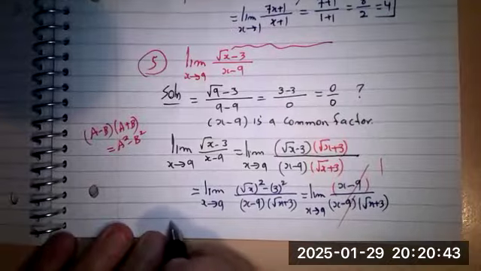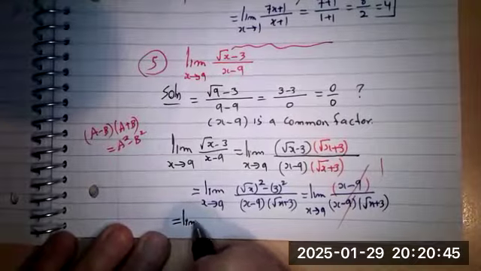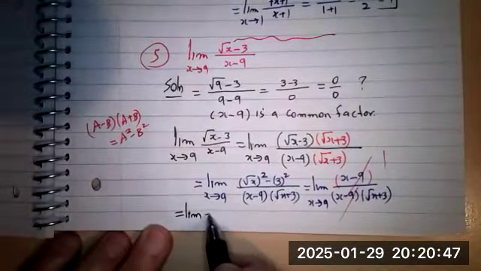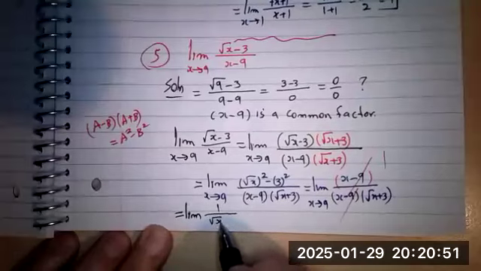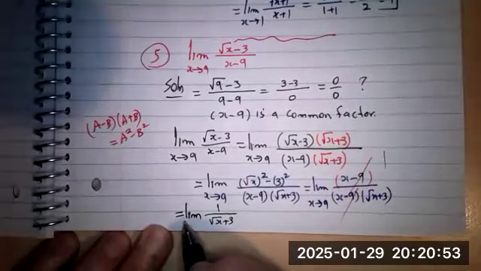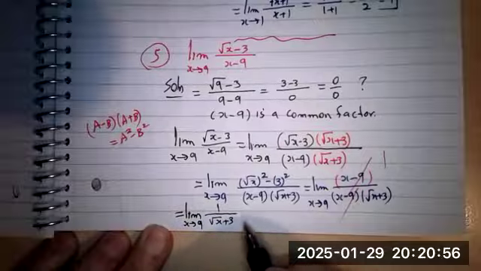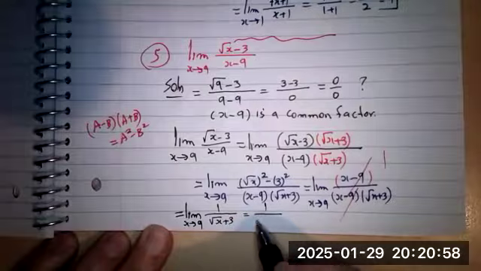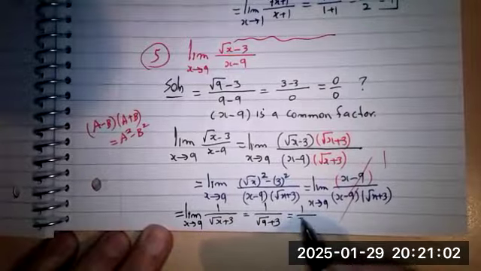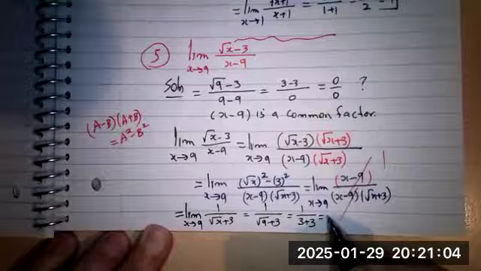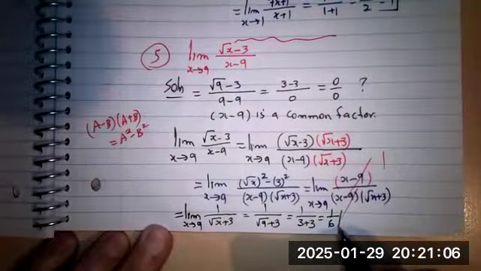So you end up with the limit of, the top is 1. The bottom one is radical x plus 3. Now substitute. X goes to 9. So that gives you 1 over radical 9 plus 3. Radical 9 would be 3. 3 plus 3 would be a 6. And you're done.